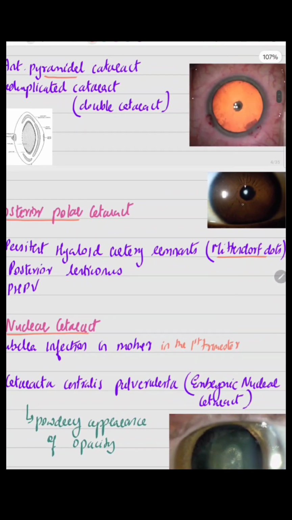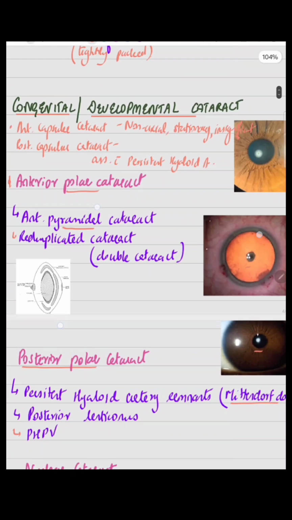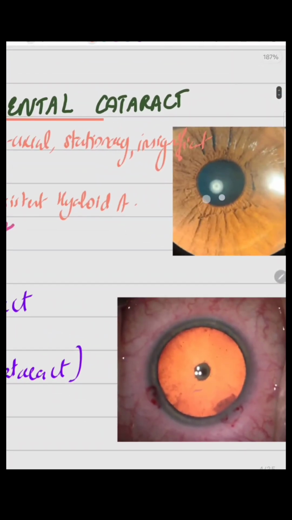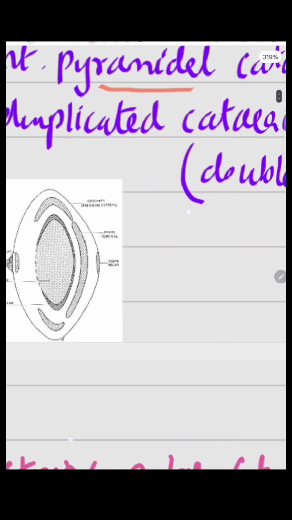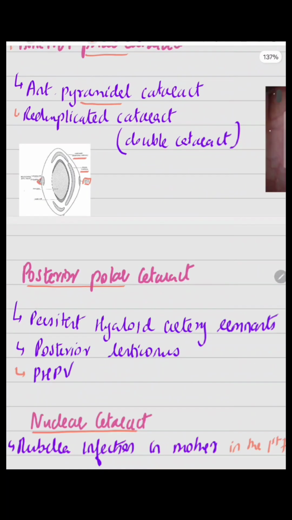This is a picture of a Mittendorf dot. This is a posterior polar cataract. This is an anterior polar cataract. Here is a posterior polar cataract. Posterior cortical, coronary, subcapsular, and pyramidal. This is a pyramidal reduplicated anterior polar cataract. Pyramidal, subcapsular, nuclear, and lamellar cataract.